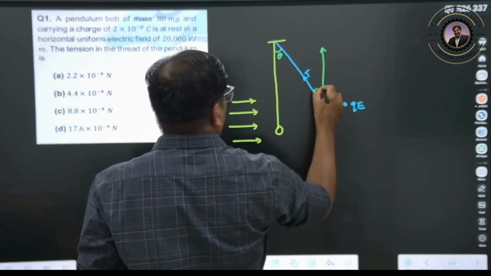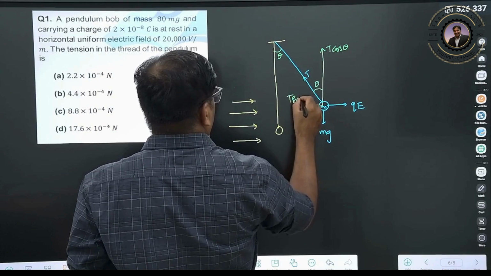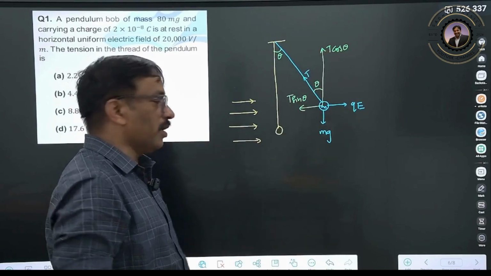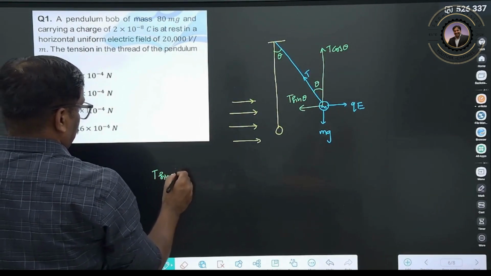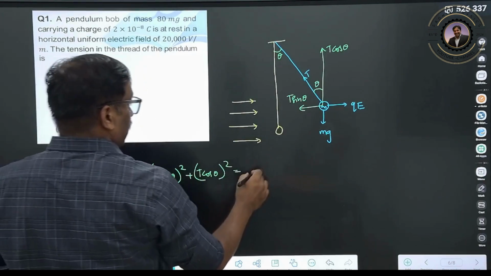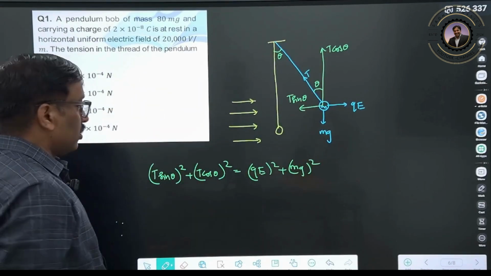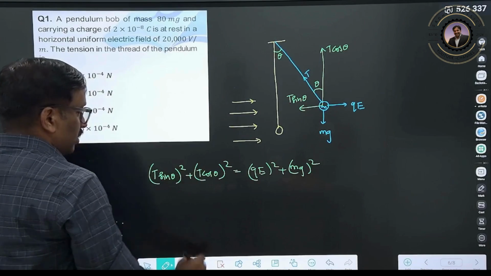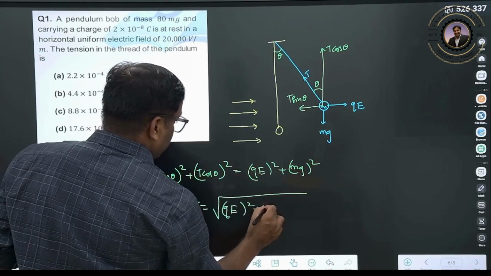So here you can rewrite it with theta. T cos theta, T sin theta. Clear? T sin theta is balancing qE, T cos theta is balancing mg. So you can square it and add it. T sin theta whole square plus T cos theta whole square will be equal to qE whole square plus mg whole square. So T square sin square theta plus T square cos square theta, and sin square theta plus cos square theta is equal to 1. So T is equal to root of qE whole square plus mg whole square.